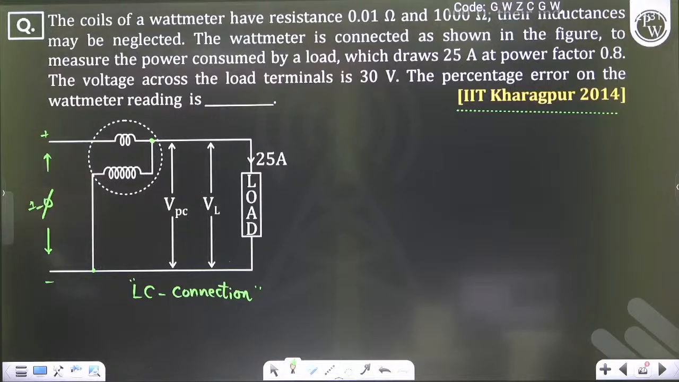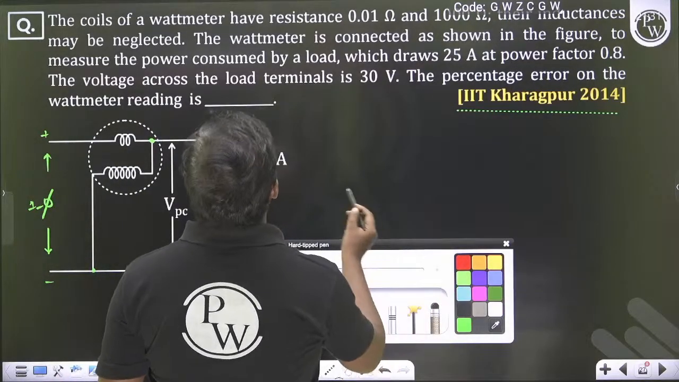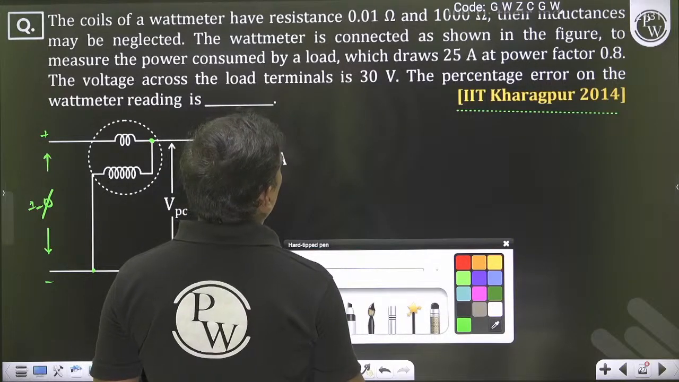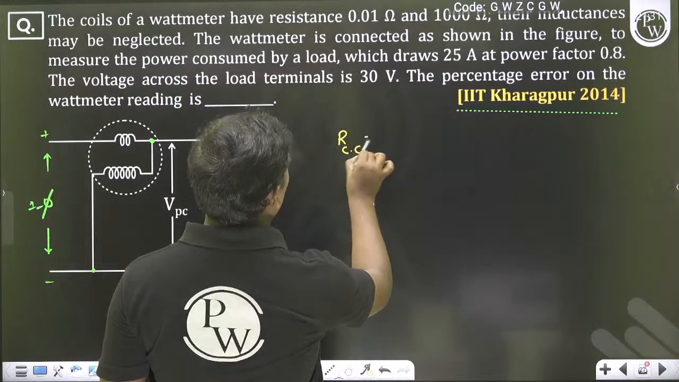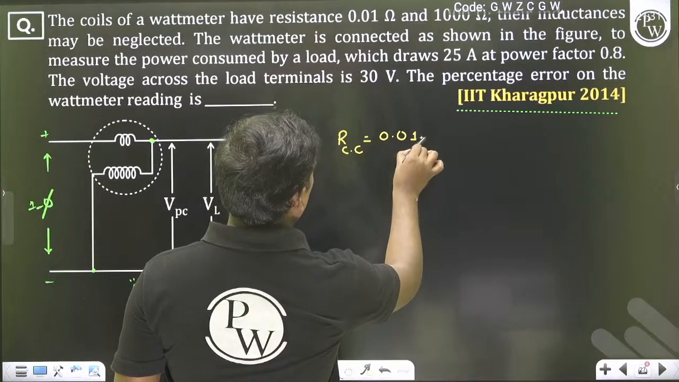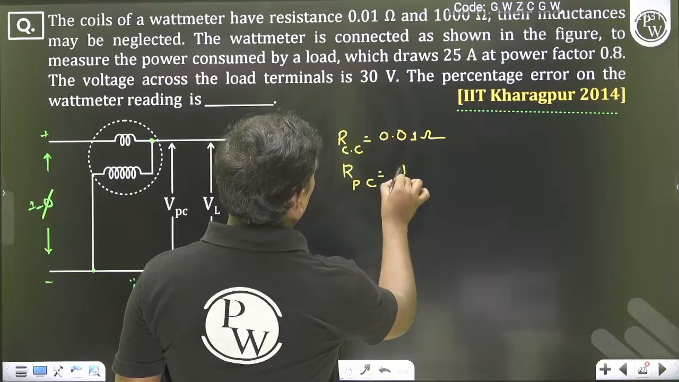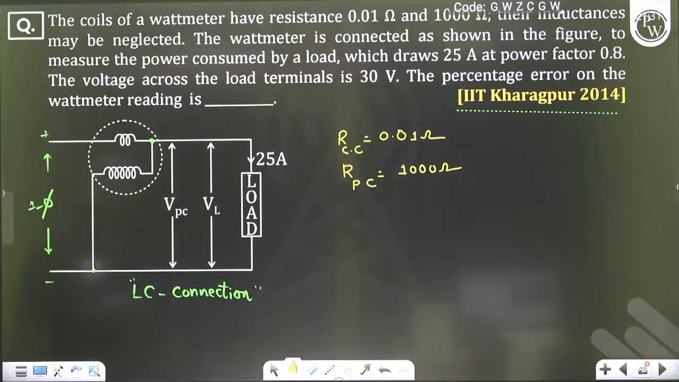The coils of a wattmeter have resistance 0.01 ohms. Okay, so let me write all the data here first of all. The coils of a wattmeter have a resistance 0.01 ohms and 1000 ohms. So resistance of the current coil will be generally less, so 0.01 ohms, and resistance of the pressure coil is given as 1000 ohms. Okay, then the mutual inductance may be neglected.